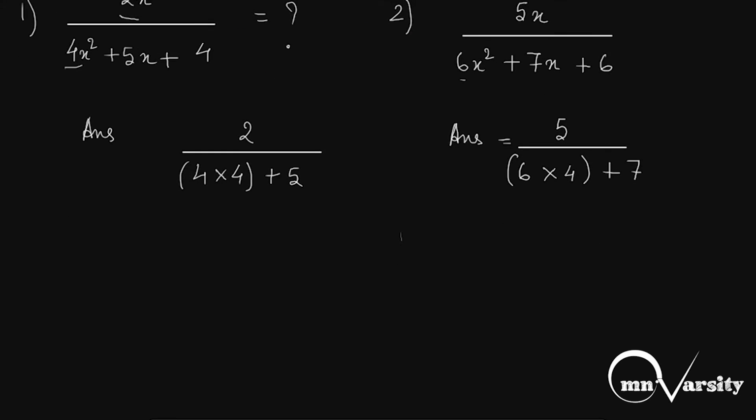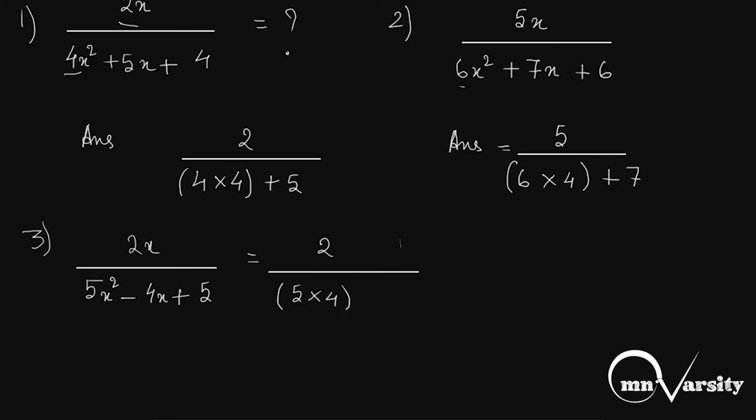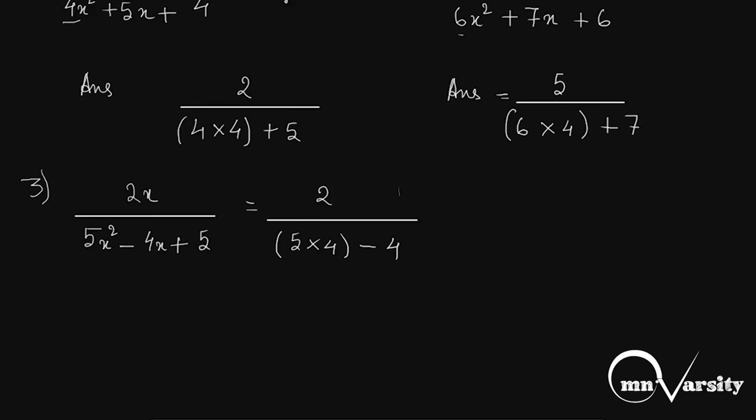Let's take another example. Here I'm going to take a negative number. Let's see how this thing turns out. Okay, for the numerator I'm going to take 2 again. Then for the denominator I will take 5 into 4. Here instead of plus I'm going to write minus 4. So this will be my answer.